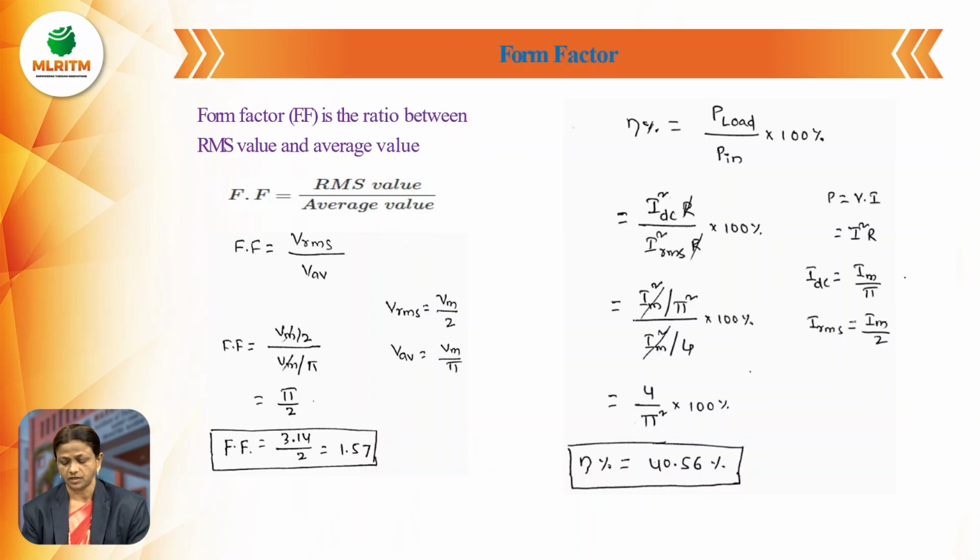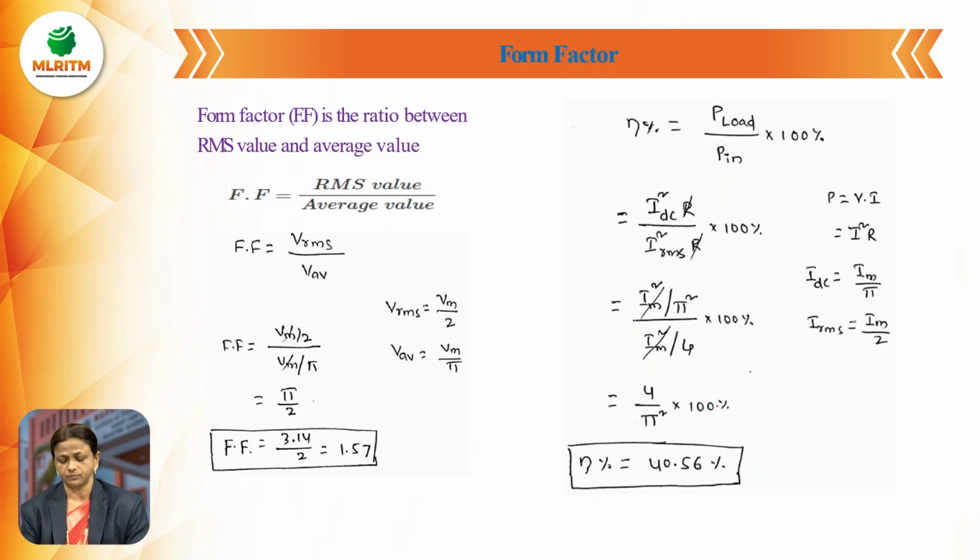What is IDC? IM by pi. So IDC square equals IM by pi whole square, IM square by pi square. IRMS equals IM by 2, so IRMS square equals IM by 2 whole square, which becomes IM square by 4. Therefore, IM square by pi square multiplied with 4 by IM square. IM square gets cancelled.